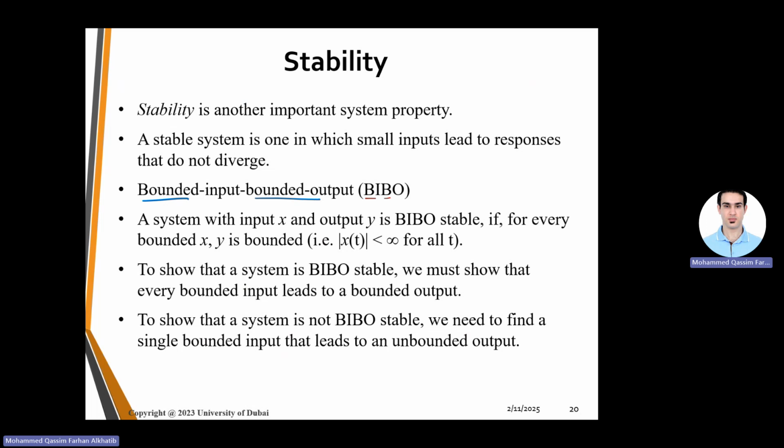But sometimes the input itself might not be bounded, and that will lead to unstable behavior. So a system with a certain input x and output y, we call it BIBO stable. For every input where the magnitude of x is less than infinity, I should get y to be bounded, also less than infinity. So this is not absolute value, that's the magnitude. To show that the system is BIBO stable, we must show that every bounded input leads to a bounded output. To show that the system is not BIBO stable, we need to find a point in the input that might lead to an unbounded output.